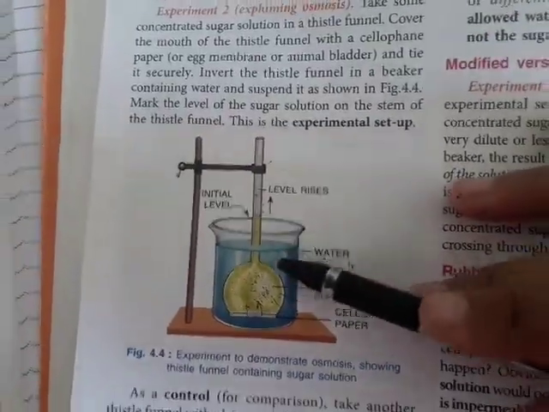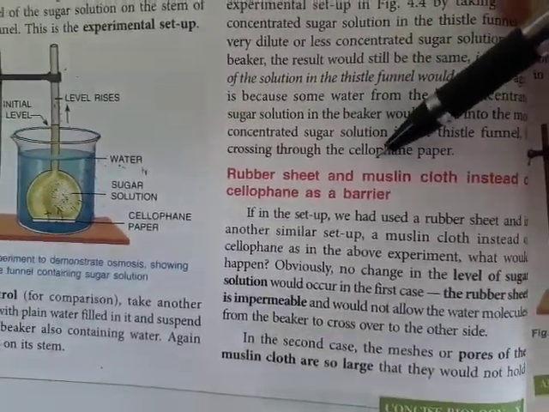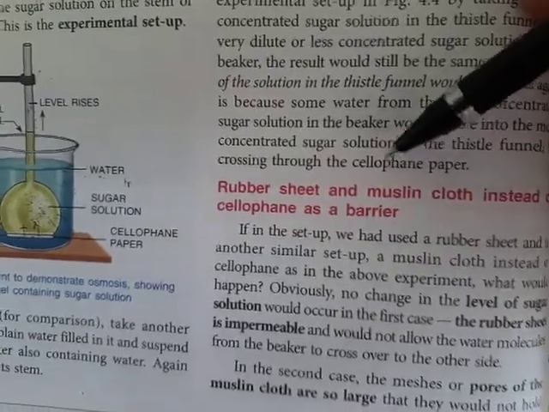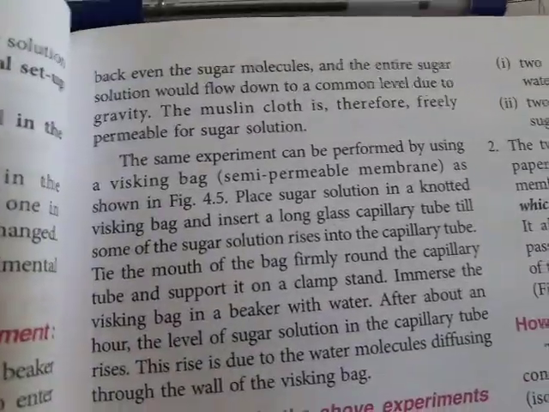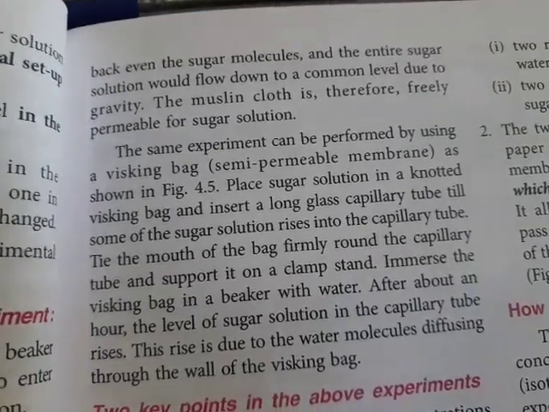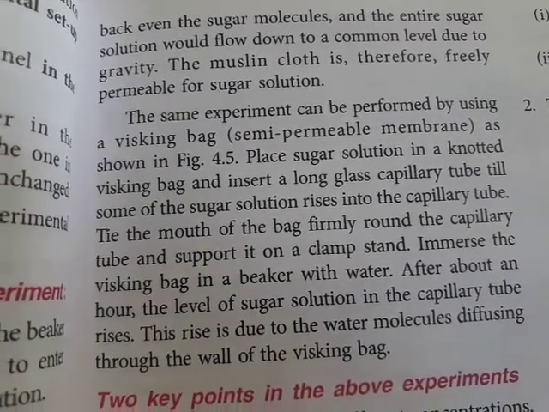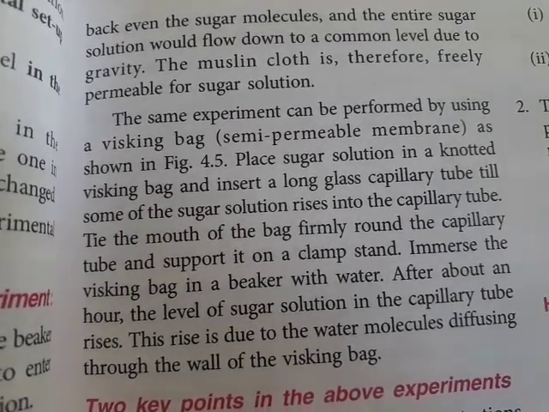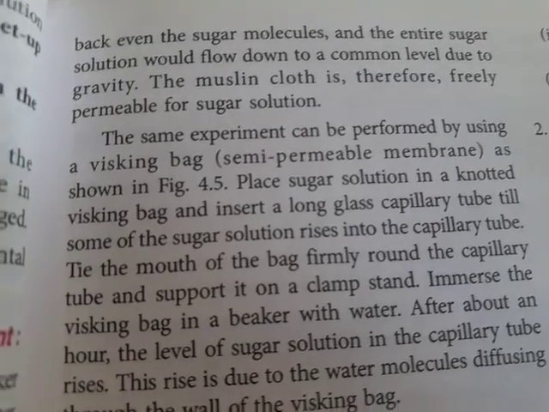So you cannot take the muslin cloth here, and you cannot take the rubber sheet. Why can't you take the rubber sheet? Because it is impermeable. Muslin cloth you cannot take because it is a freely permeable medium. So what are we supposed to take? If we take a whisking bag, which we call a semi-permeable membrane, used in the labs, also called a dialysis tube. It has nothing to do with dialysis, but we can say that it's a semi-permeable membrane. You can just Google and see how a whisking bag looks.